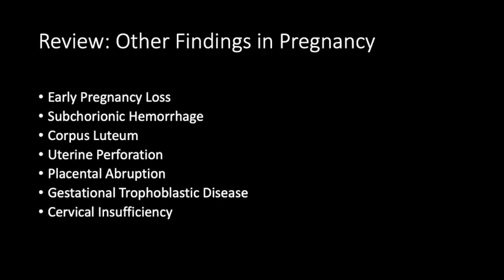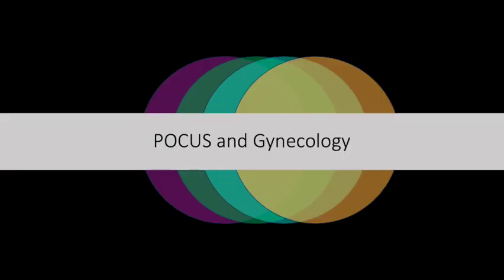Welcome back to our final lesson in the Women's Health Point of Care Ultrasound curriculum. As a review, in our last lecture, we talked about some of the other findings seen in pregnancy, including miscarriages and early pregnancy loss, subchorionic hemorrhages, corpus luteum cysts, uterine rupture or perforation, how placental abruption is a clinical diagnosis and not a sonographic diagnosis, gestational trophoblastic disease, and we introduced cervical insufficiency.